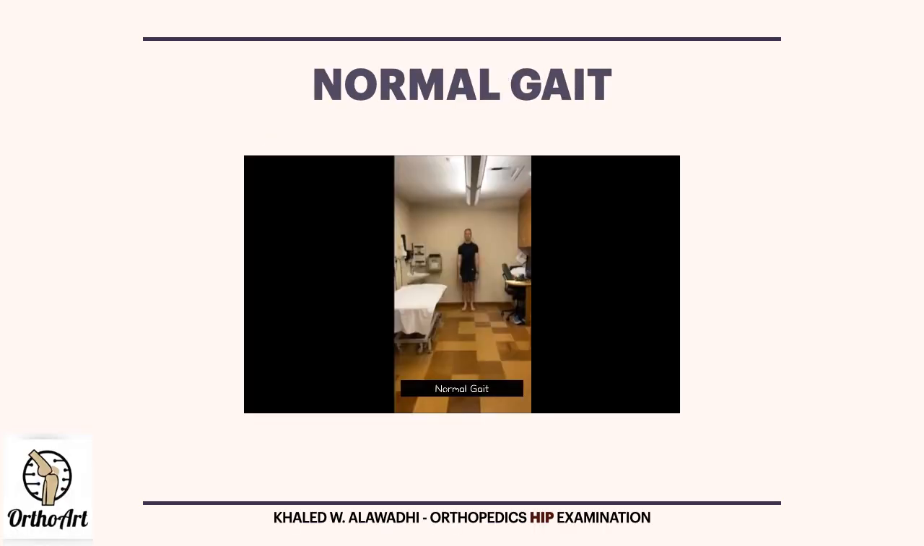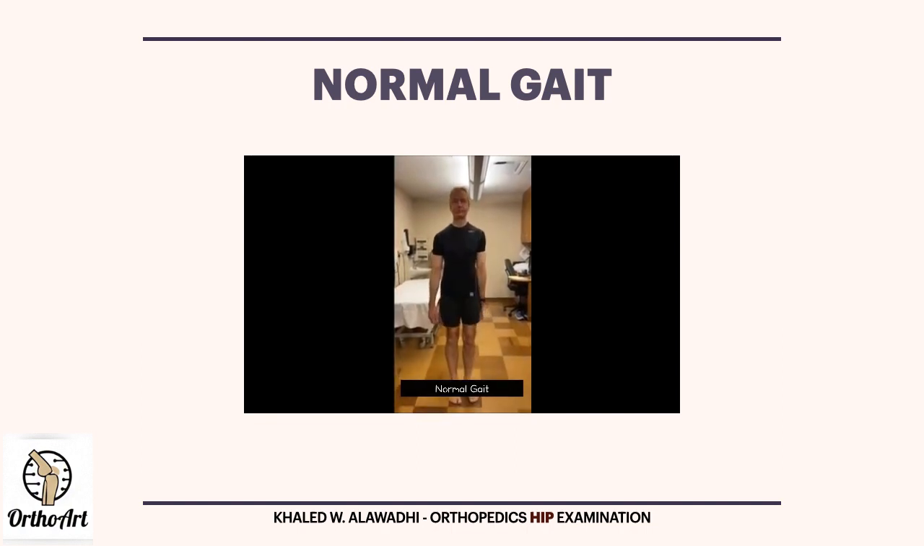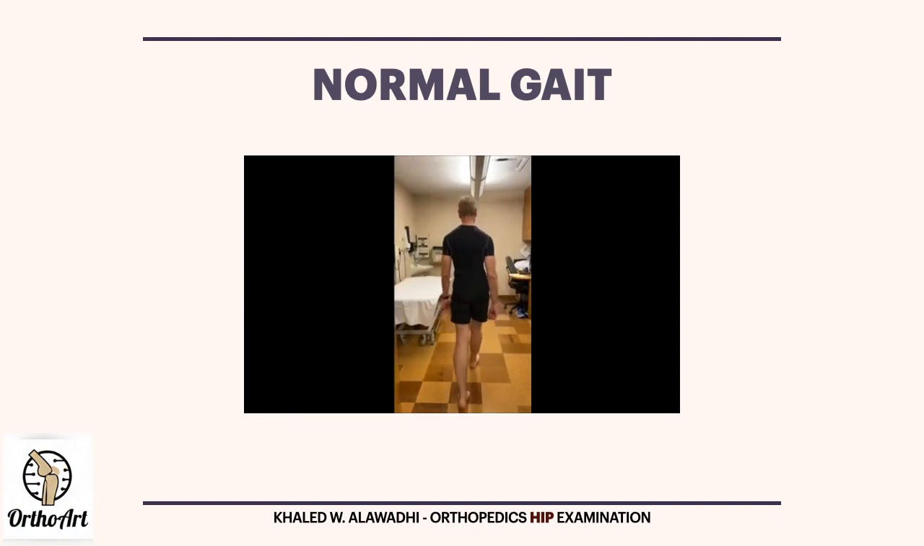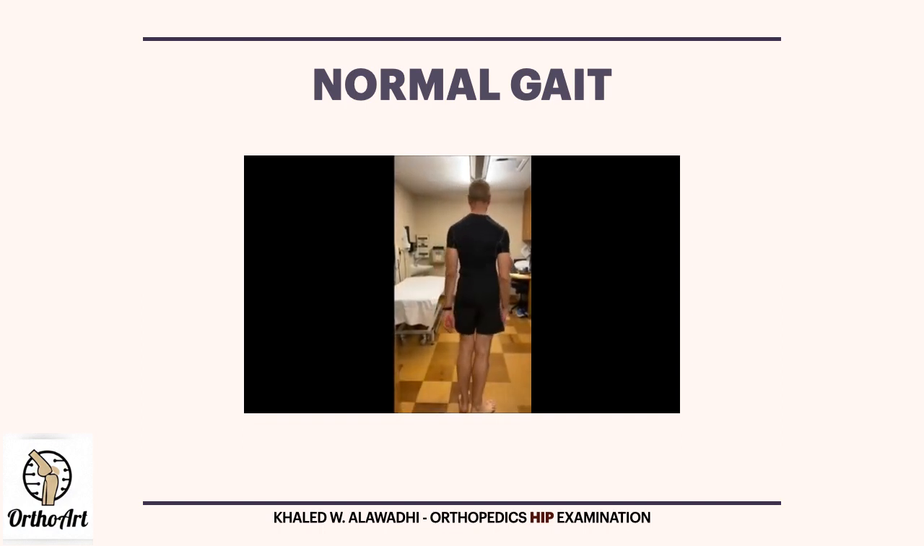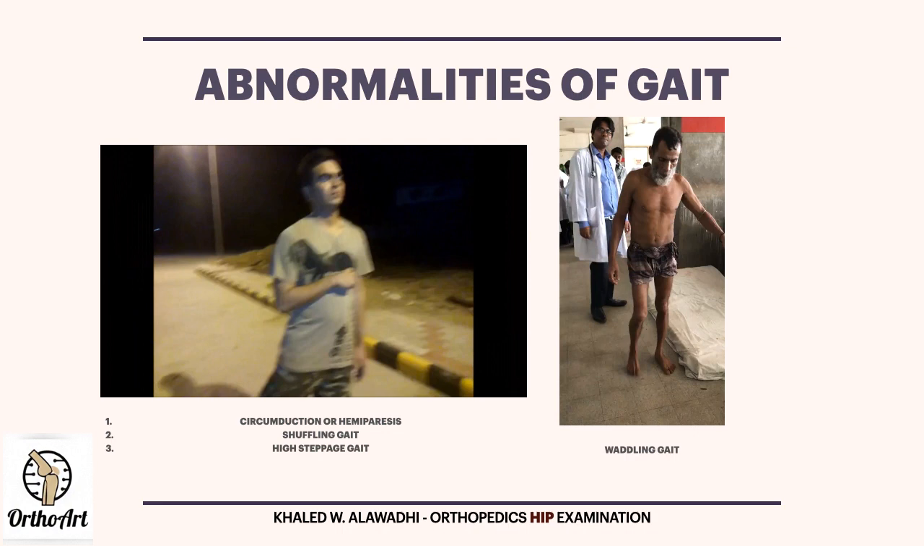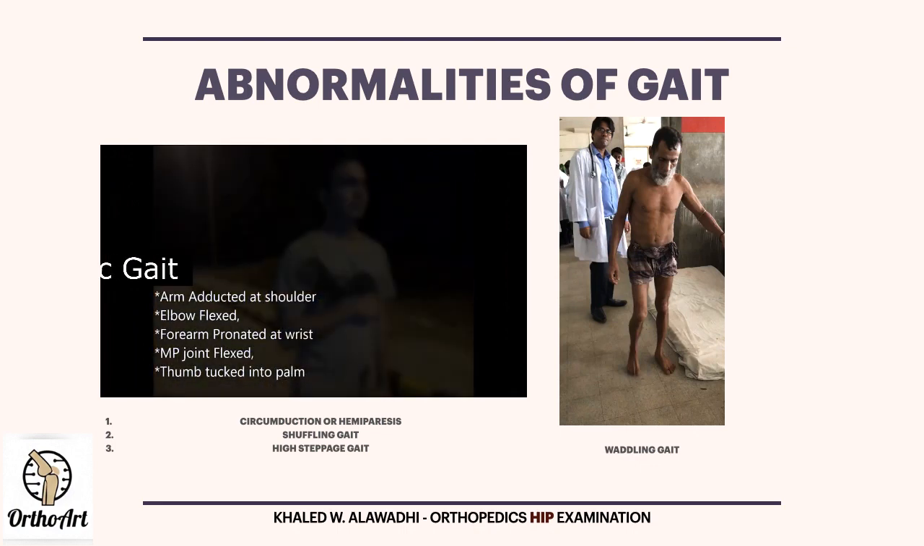Next we'll go to gait. We'll start first with a normal gait. This is an example of how we ask the patient to do gait. We ask the patient to walk normally from one end of the room to the other, or from that wall towards you and back. Now, what abnormalities might we encounter during gait? Start first with the video on the left, which will be shown normally.